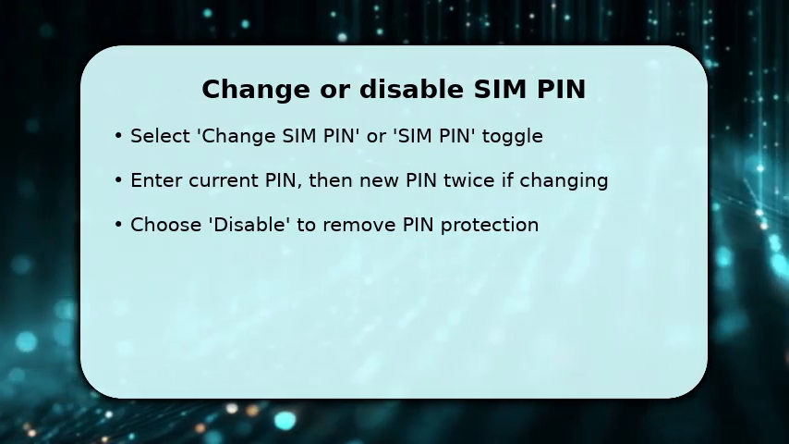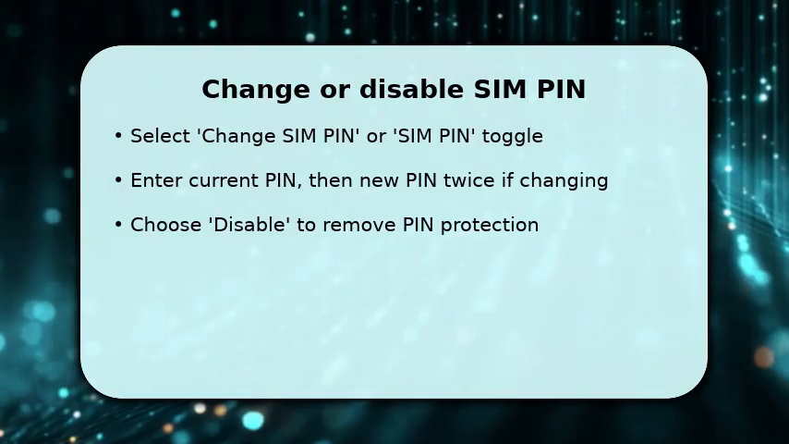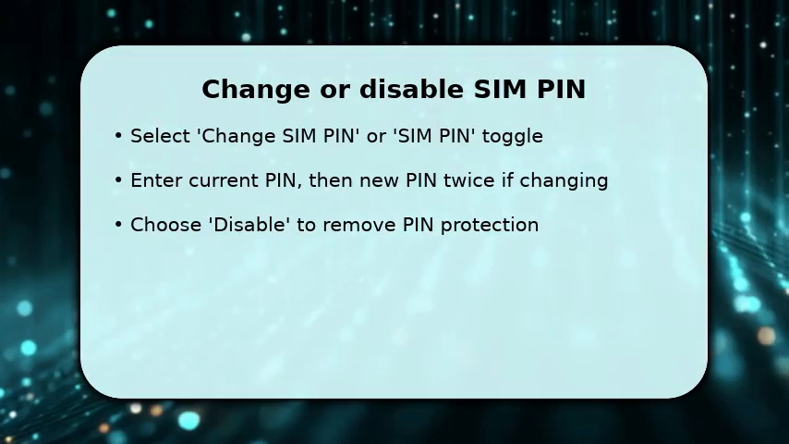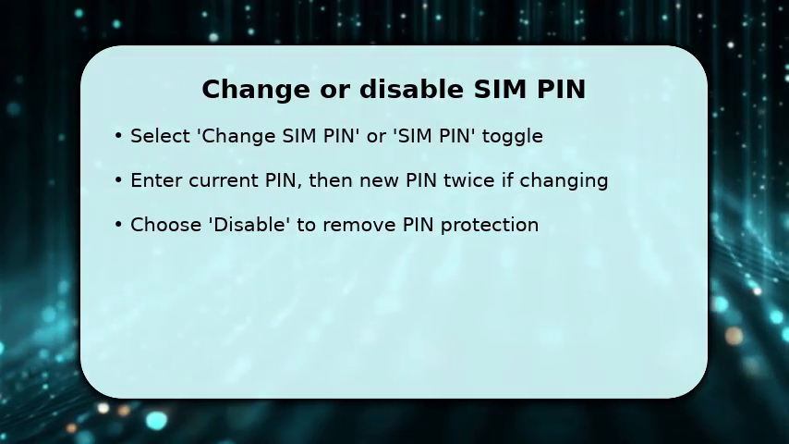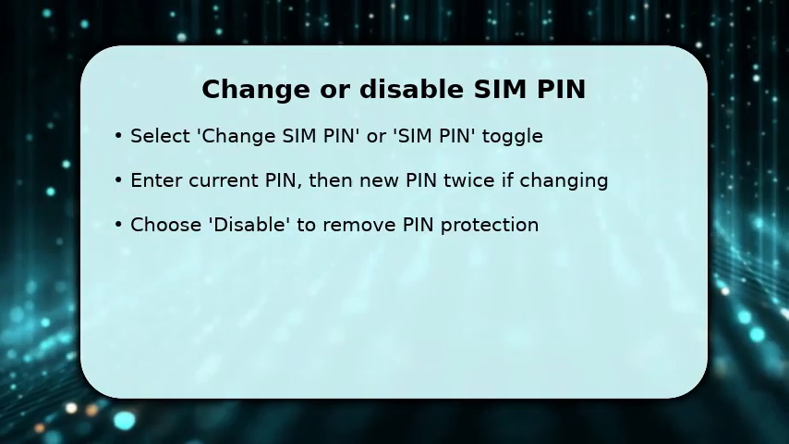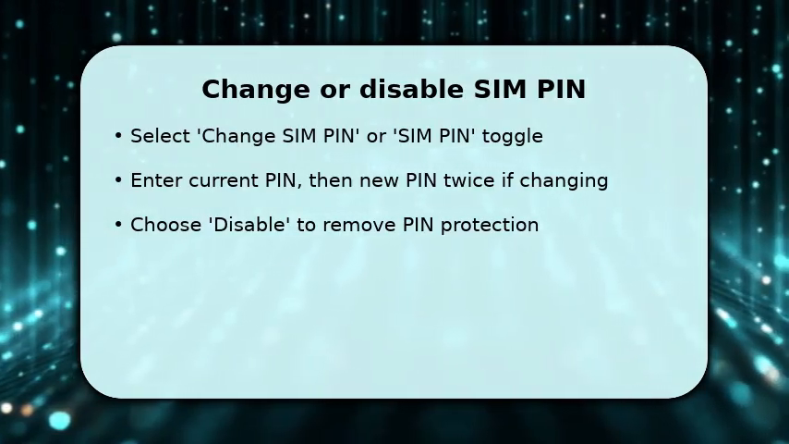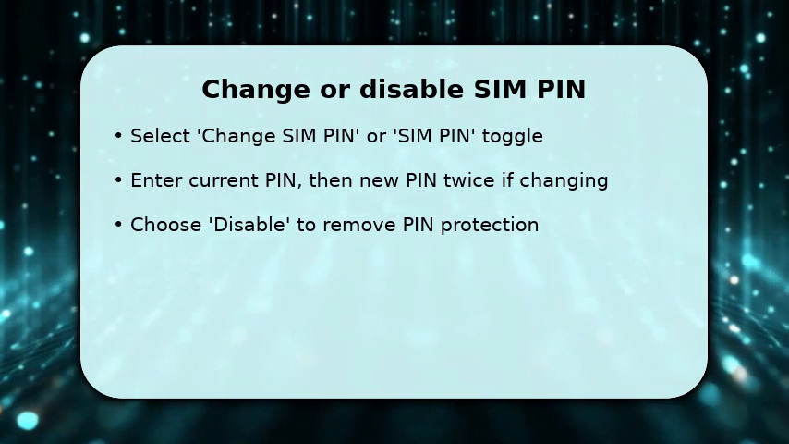If you change it, type the new 8-digit PIN twice to confirm. This prevents typos. If you want to remove protection, choose Disable and enter the current PIN once. Once accepted, the phone updates settings, and the SIM will operate without PIN at next restart.